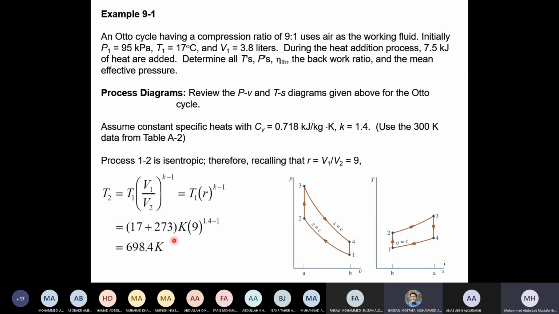Okay, so we need to calculate, this is the process here. You have to calculate T1, T2, T3, T4. Now T1 is given, and this will be normal. Even if I don't give you that, assume it is atmospheric condition. From 1, we can get to 2.